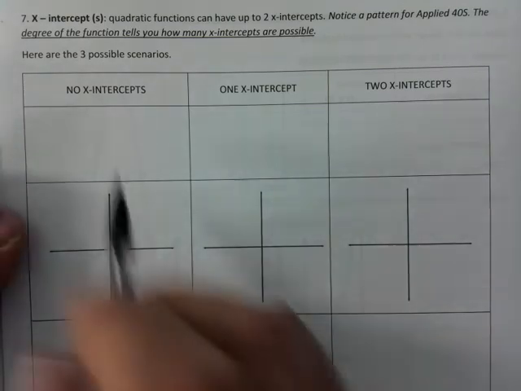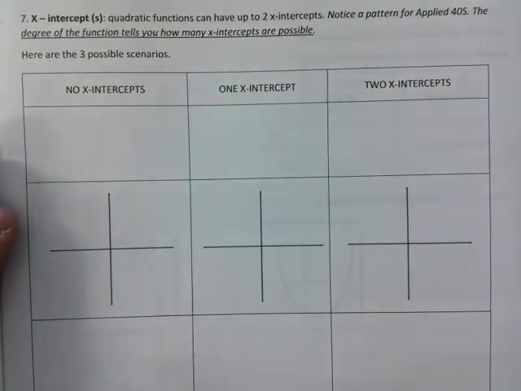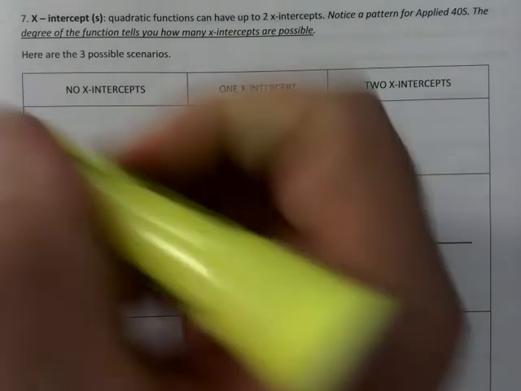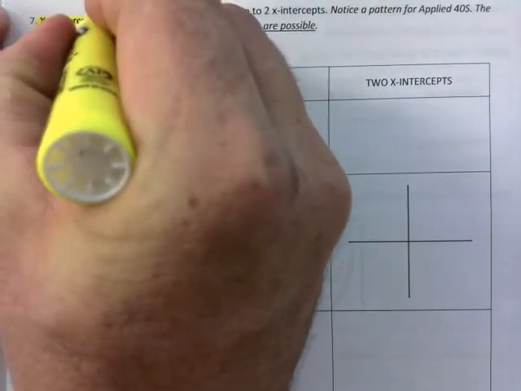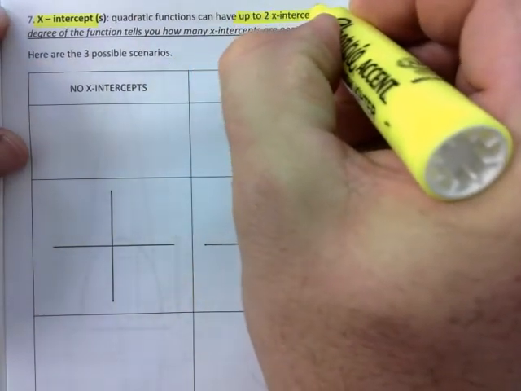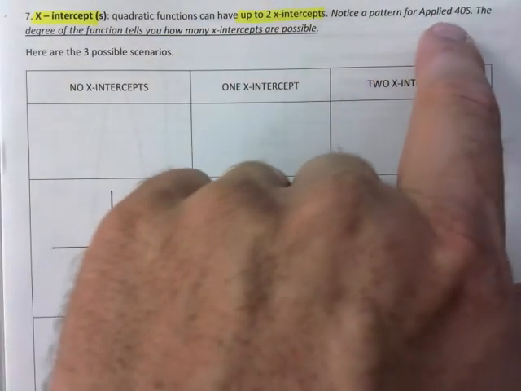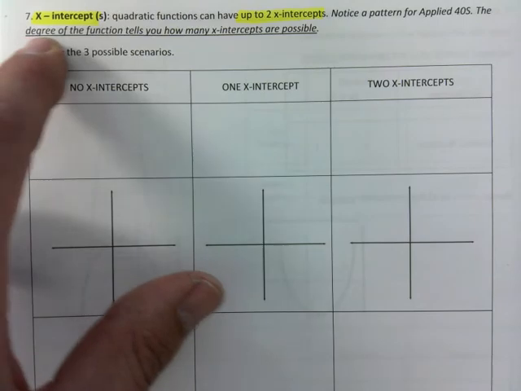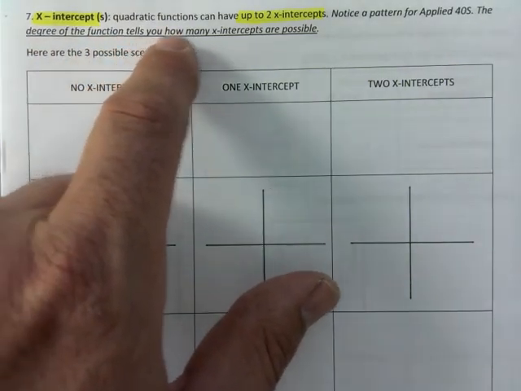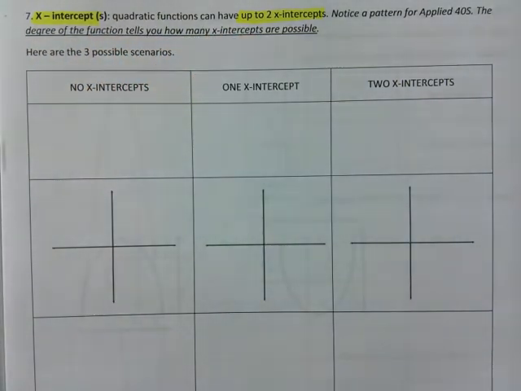Okay, x-intercepts. Quadratic functions can have up to, this is the key here, up to 2 x-intercepts. Notice a pattern for applied 40S. The degree of the function tells you how many x-intercepts are possible. Isn't that cool? So if you had a cubic, which you will see next year, there will be up to 3 x-intercepts, right? And so that's kind of cool.